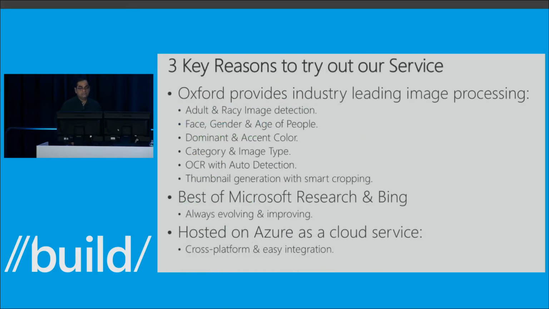There are three key reasons I would say you should try out our service. We need this technology in-house to power many of our own Microsoft applications, especially Bing image search. And we are continuously improving all of these features which I talked about today. Because it's available as a service, you will always get the latest and the best at all times. And the third reason is that it is available as a cloud service. It's very easy to integrate. It's cross-platform, and you can use it in any application you want.